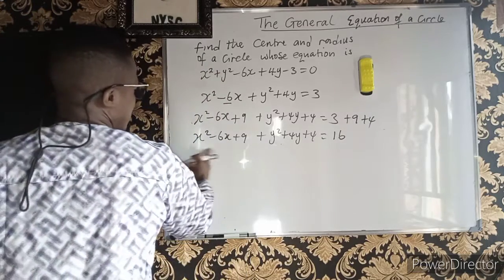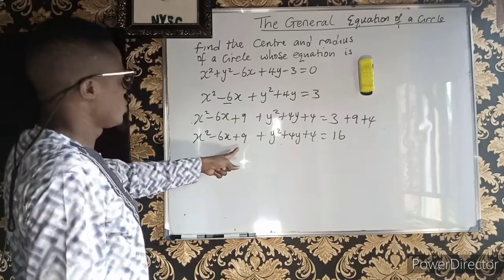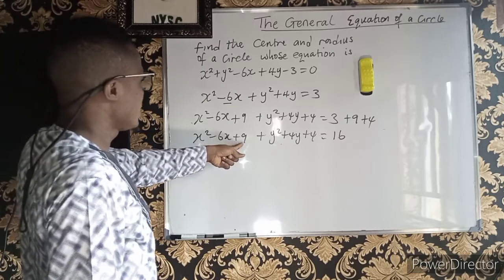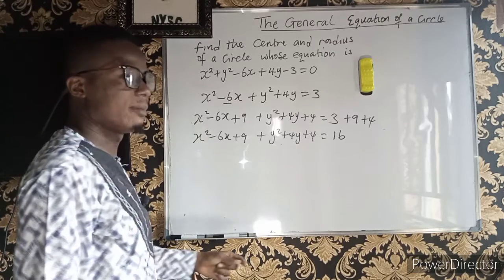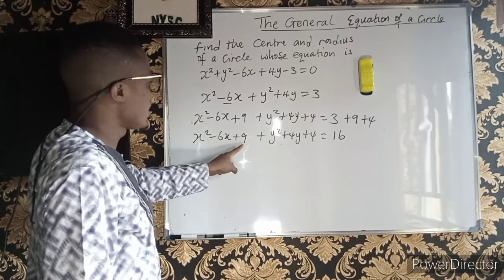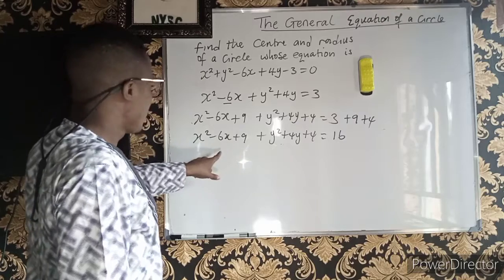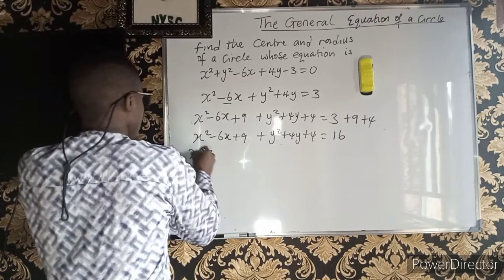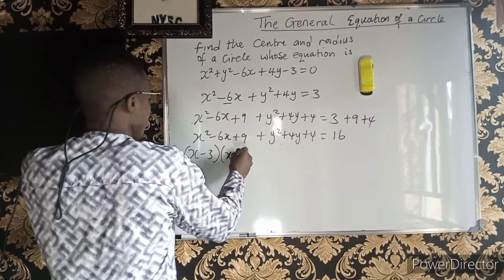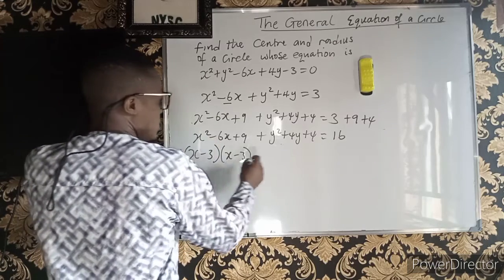Now factorizing this, two numbers I will multiply to get 9, and if I add, I will get minus 6. The numbers are minus 3 and minus 3, because minus 3 times minus 3 is plus 9 and minus 3 minus 3 is minus 6. So this is now x minus 3 into x minus 3. The expansion of this gives me this.